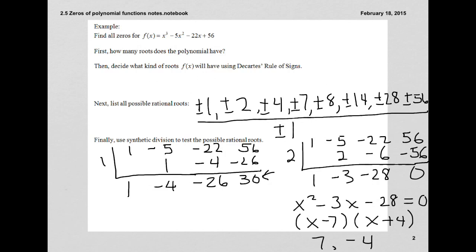So now let's put all of our roots together. We know we had the 2 that we found by doing synthetic division, and we found the 7 and the negative 4 by doing factoring. So my roots are negative 4, 2, and 7. Well, that fits exactly what we said. We said we would have one negative root, and we had a possibility of 2 positive roots.